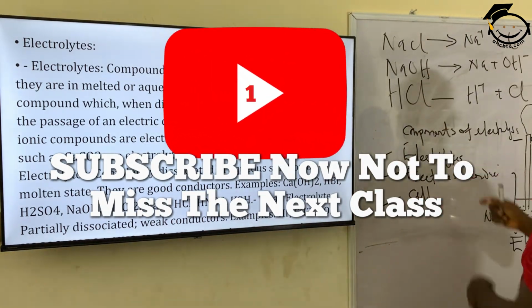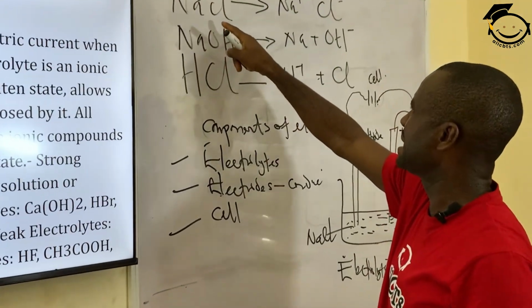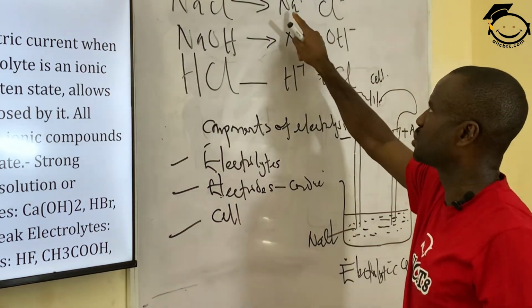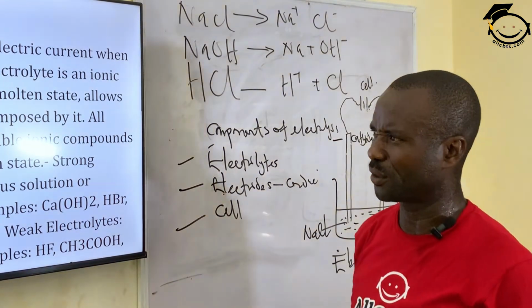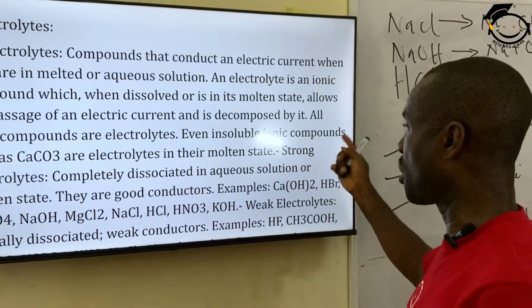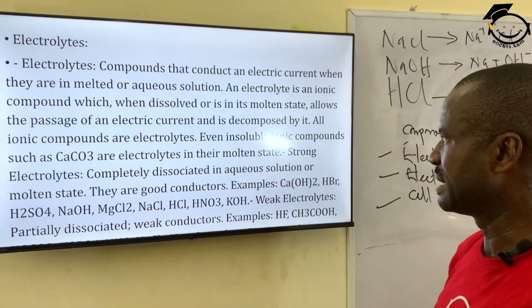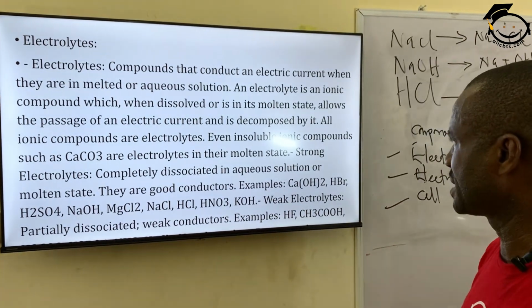When sodium chloride, for instance, which is an ionic solution, is in the molten or ionic state, it allows current to pass through, thereby breaking down into their respective ions, sodium ion and chloride ion. Even insoluble ionic compounds, such as calcium carbonate, are not soluble, but yet they can conduct electricity in the molten state.